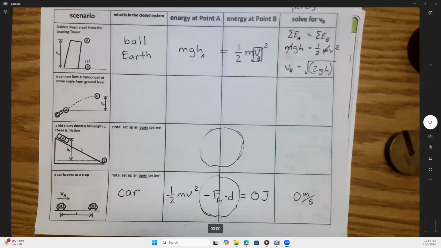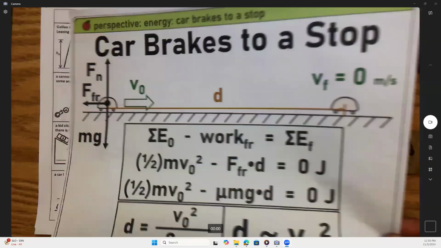Right. And the other way you can do it is exactly reverse. What if you know how fast the car is going? You think you could calculate that braking distance? Right? And that's what I have a poster for.